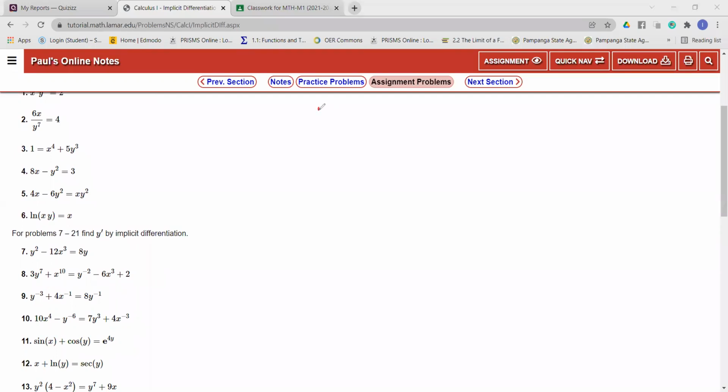Number 6, sabi niya, ln of x times y, no? Equals x. Actually, pwede ko namang ayusin to kung gusto ko lang. Kasi ang ln of x times y, there's another way. But if you want to, pwede naman na hindi. Pero pwede naman that this is the same. By the rules on logarithm, this is just equal to ln of x plus ln of y equals x. No? So itong dalawa ito, this is our property.